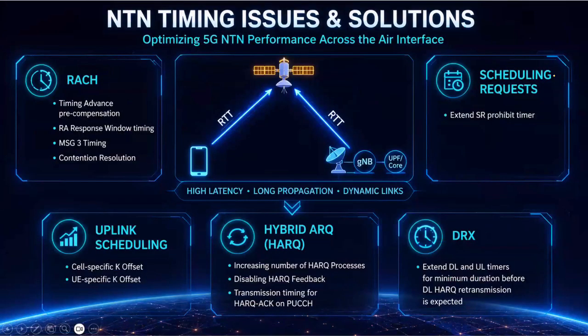Right. We have the scheduling request. Normally a UE periodically requests uplink resources. So in NTN, the scheduling request prohibit timer is extended. This prevents the UE from sending unnecessary requests. Right. Let's understand this with one example. First, how it works in terrestrial networks.